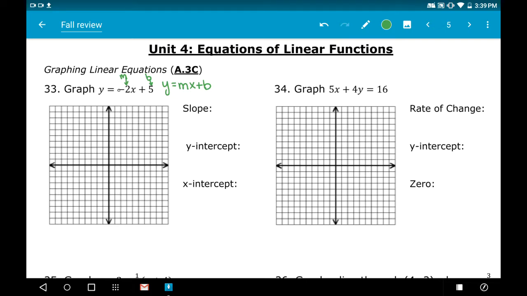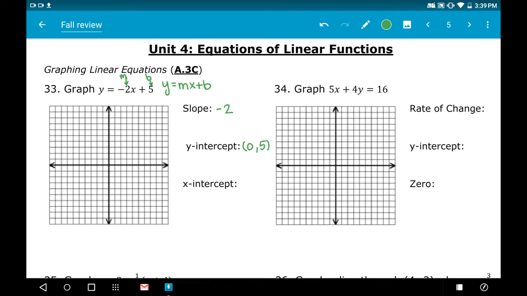Our slope is what's in front of the x, so our slope here is -2. And our y-intercept is whatever is at the end here, so it's +5. So our y-intercept is (0, 5).